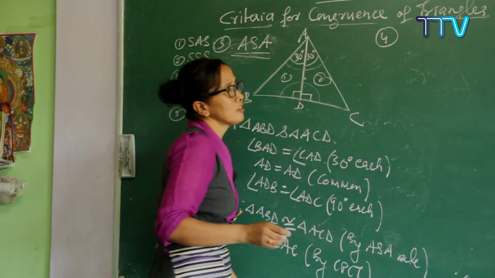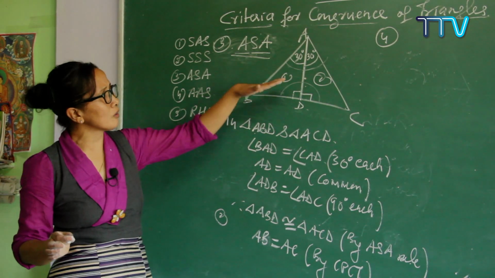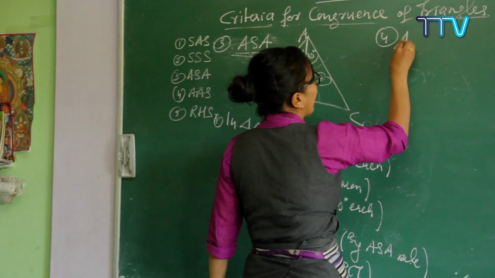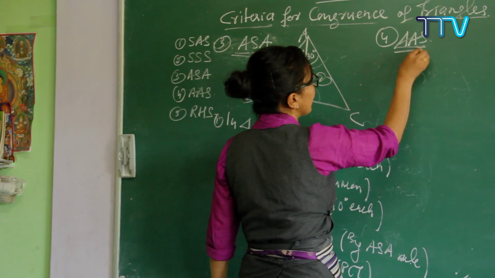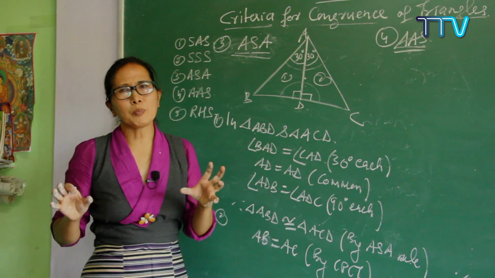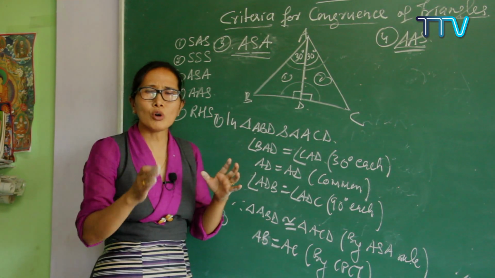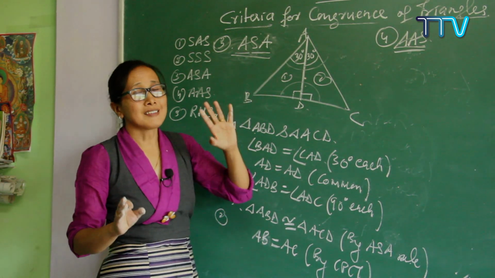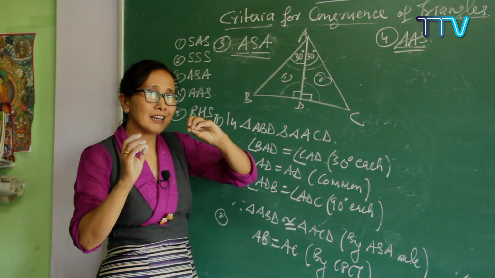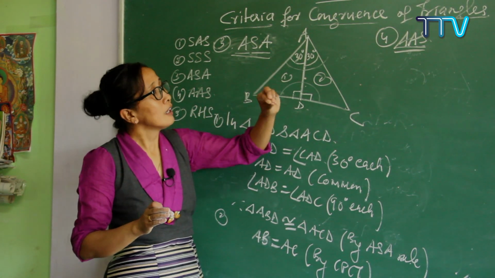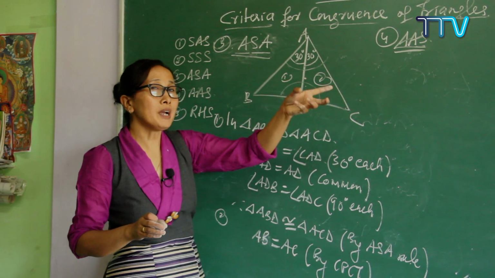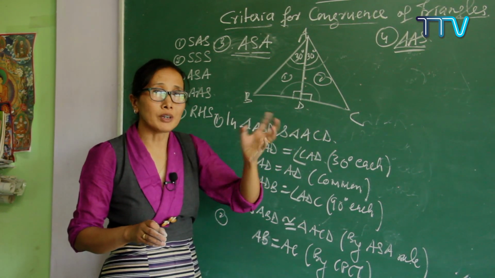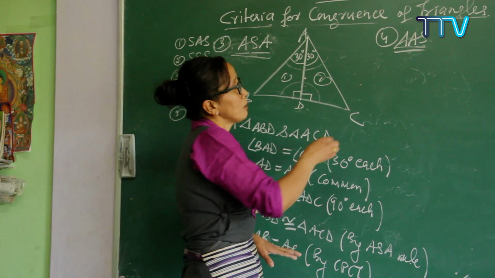Third and fourth are similar. Mostly they will just write it this way: angle, angle, side. Angle, angle, side means out of 6 parts, 2 angles and a side. You don't need to go order wise. The side doesn't have to lie in between the 2 angles. It can be anywhere. If 2 angles and one side are equal, then you can call the 2 triangles congruent to each other. Understood? So let me give an example.